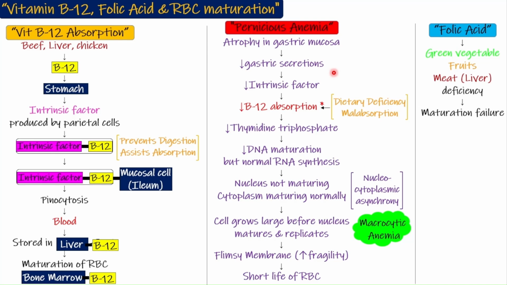Okay, so this is a very important topic, especially clinically speaking, because of pernicious anemia, and that's why vitamin B12 and folic acid are extremely important in the diet. Okay, so this is it. See you in the next part.